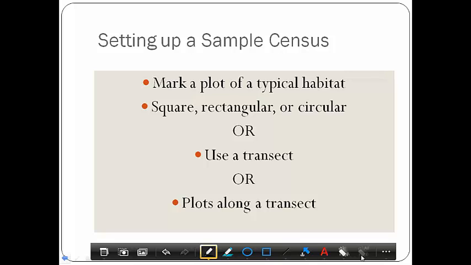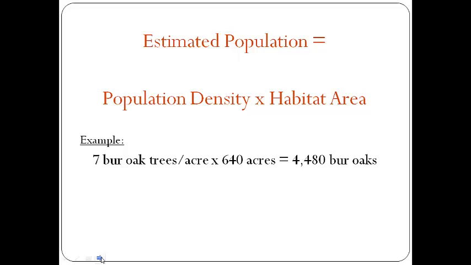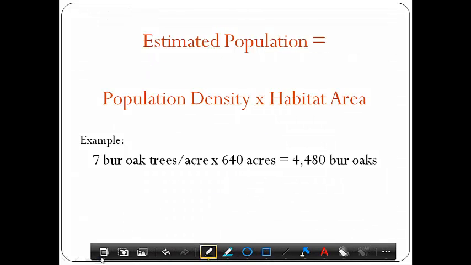All right, so how do they actually then do this sample census? Once they've decided how they're going to set it up to do the sample census and figure out how many organisms there are, they take the population density times the habitat area. So again, let me give you a concrete example of this.